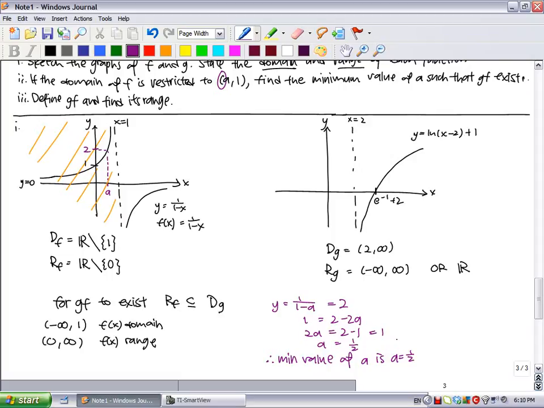Okay, so remember the key thing is composite functions: for gf to exist, my range of f needs to be within or equal to the domain of g. To reiterate, my domain of g is 2 to infinity. I need to find an a such that I limit my range of f to 2 to infinity. And when I find it, I get a equals half.